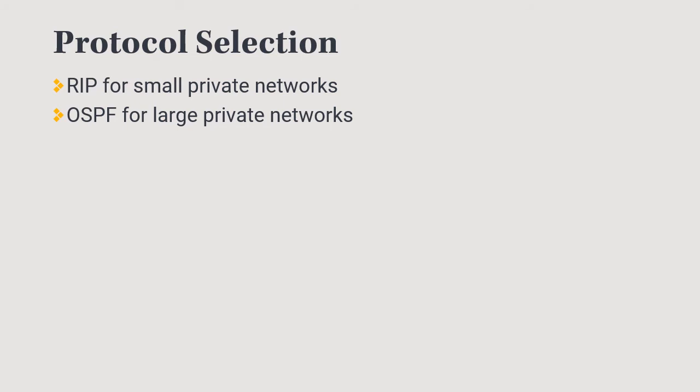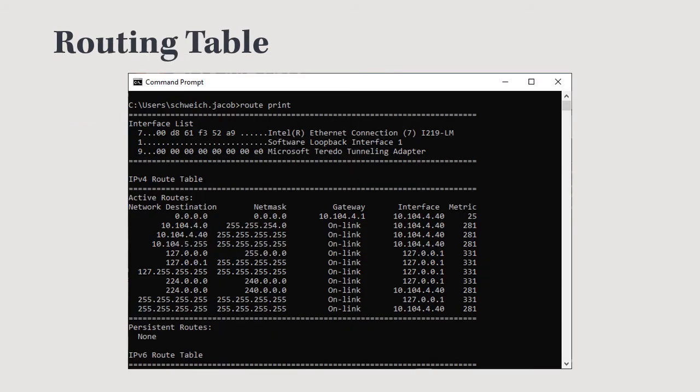And also the larger network, if we have more than 15 hops, RIP is not adequate for that. This is a routing table. So I went ahead and just did route print on my computer. And if we look down here, we see active routes. So that very first one, remember, that's our default route, and that's 0.0.0.0.